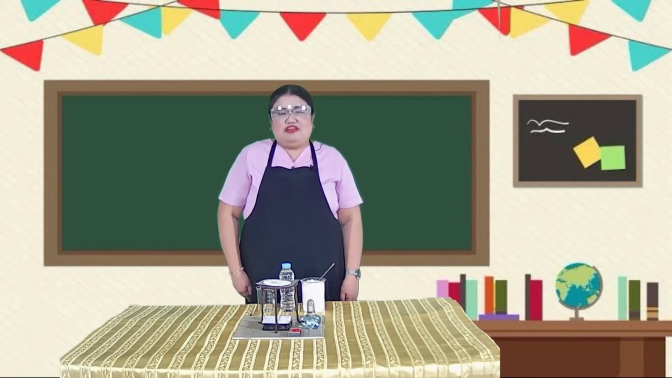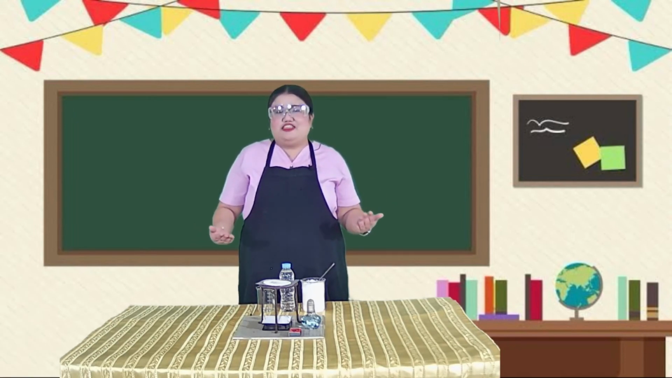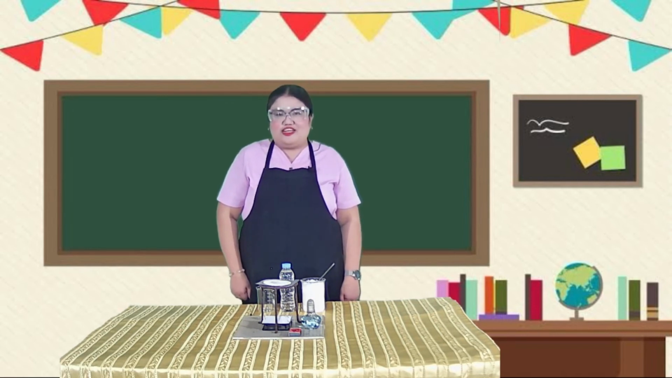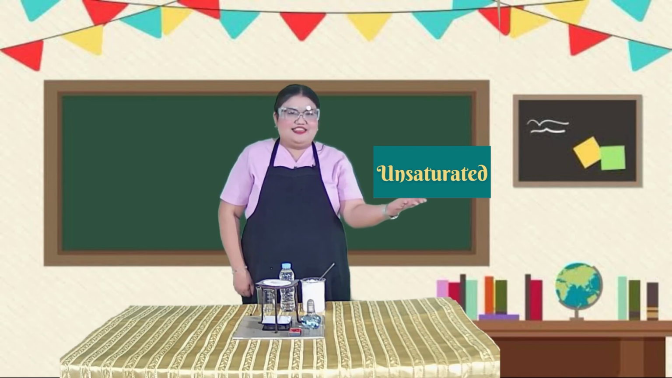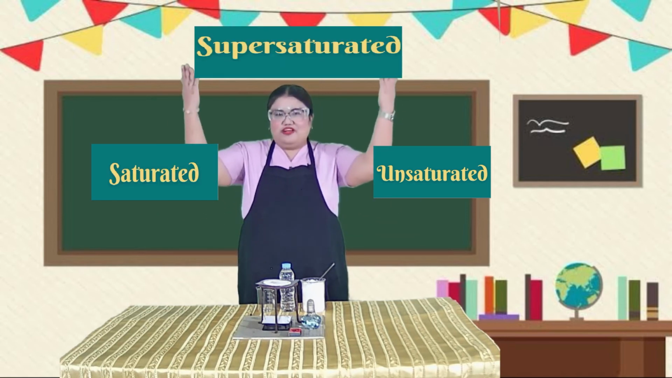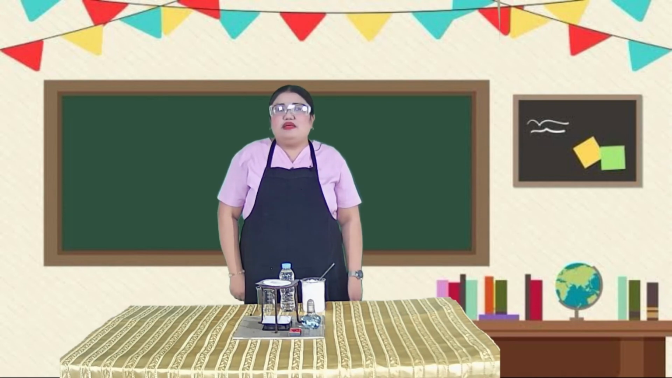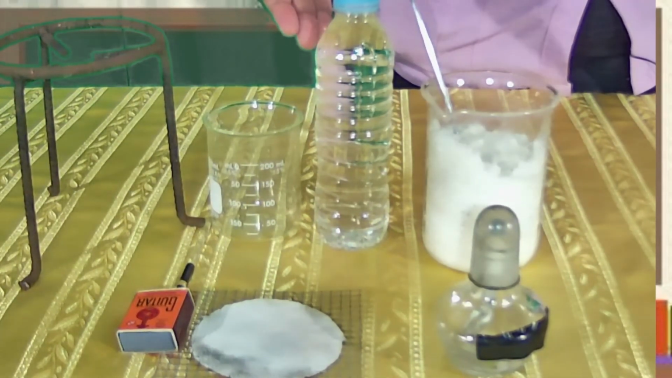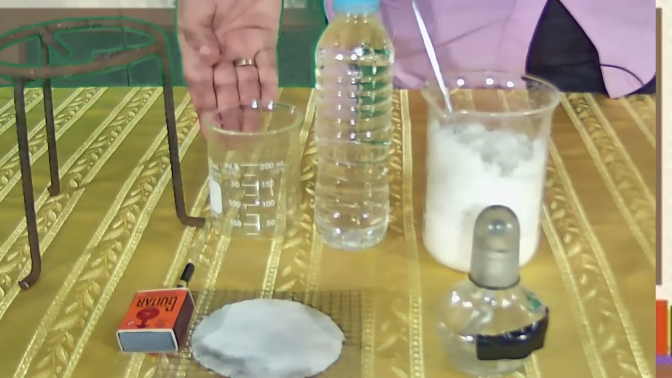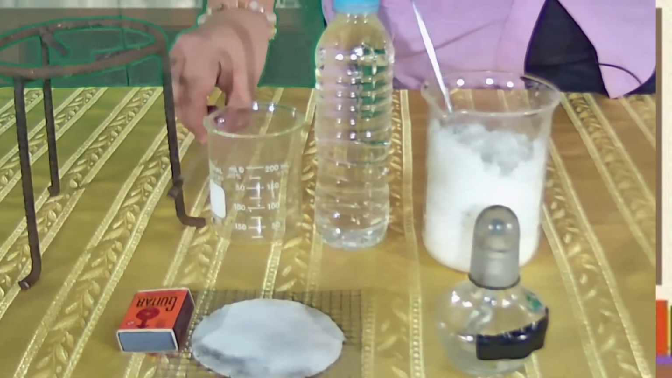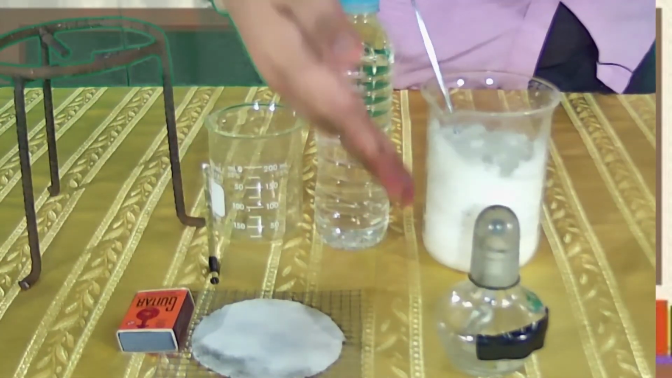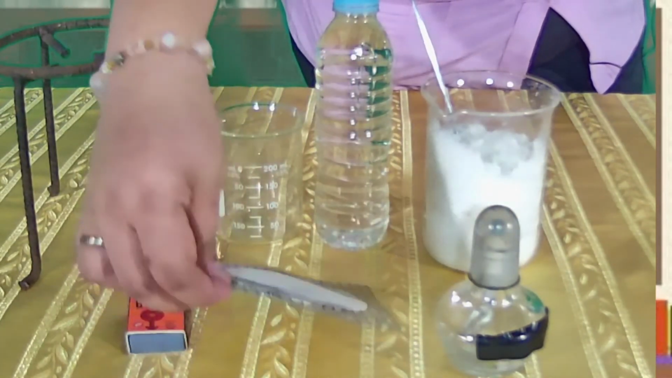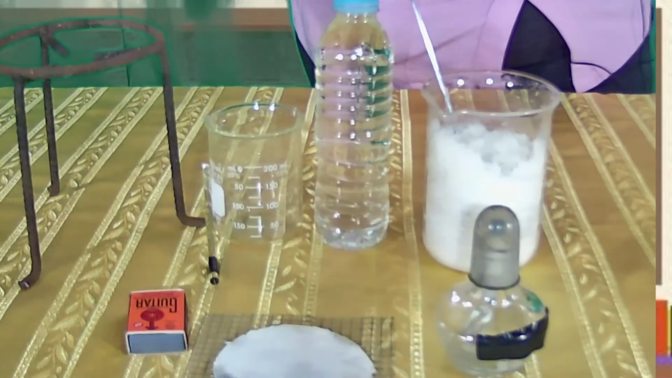Let's do some activity about the different types of saturations in solutions. We will be preparing the three types of saturations in solutions: the unsaturated, saturated, and supersaturated solutions. The materials that we are going to use are white sugar, water, a beaker, stirrer, alcohol lamp, wire gauze, tripod, and matches.